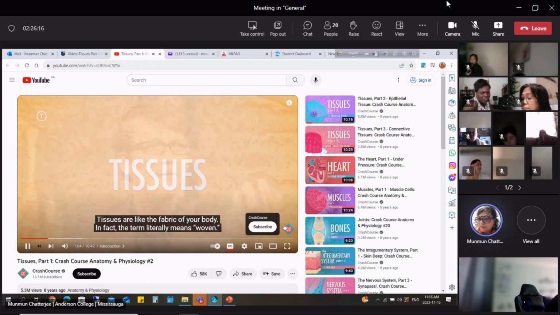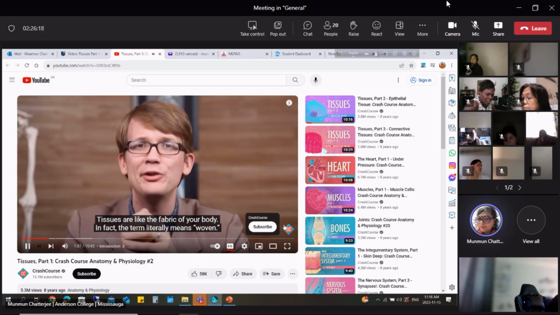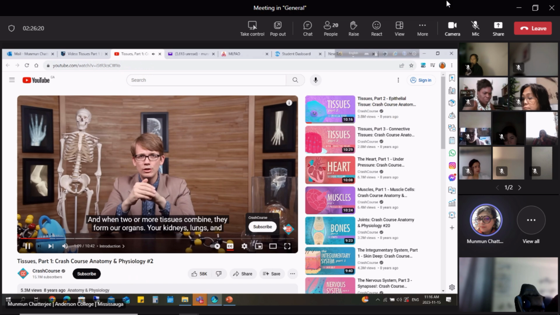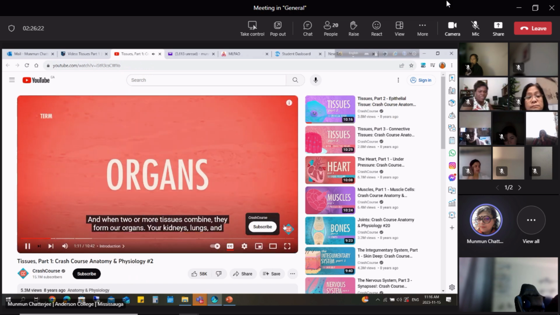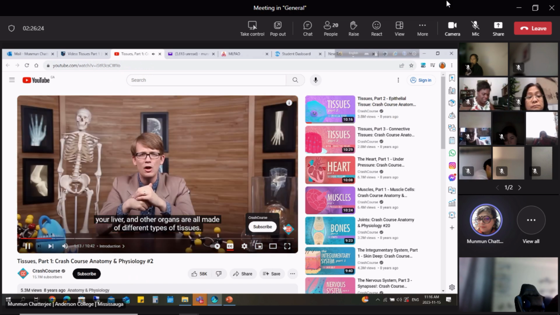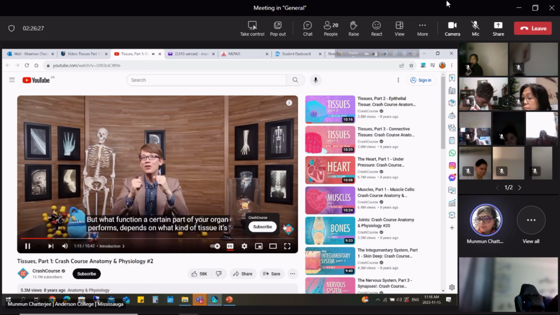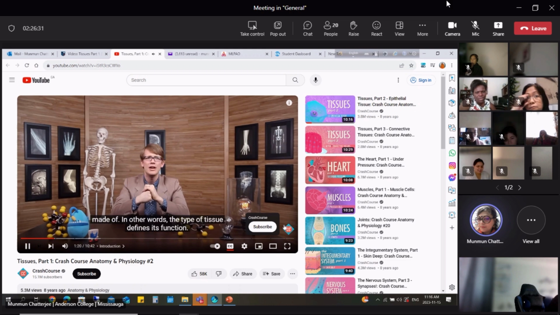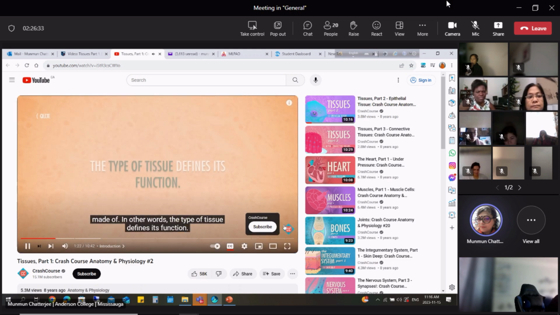Tissues are like the fabric of your body. In fact, the term literally means woven. And when two or more tissues combine, they form organs. Your kidneys and your lungs and your liver and other organs are all made of different types of tissues. But what function a certain part of your organ performs depends on what kind of tissue it's made of. In other words, the type of tissue defines its function.